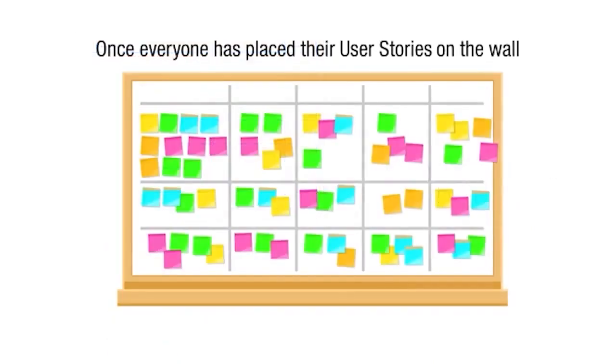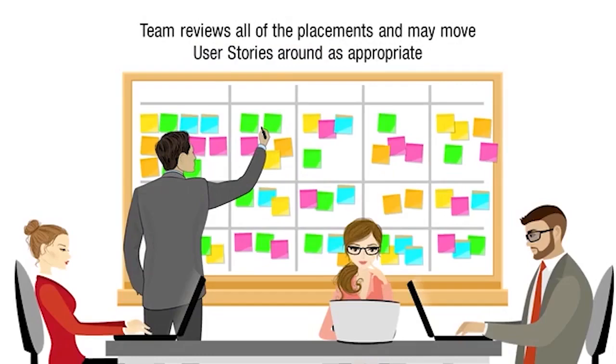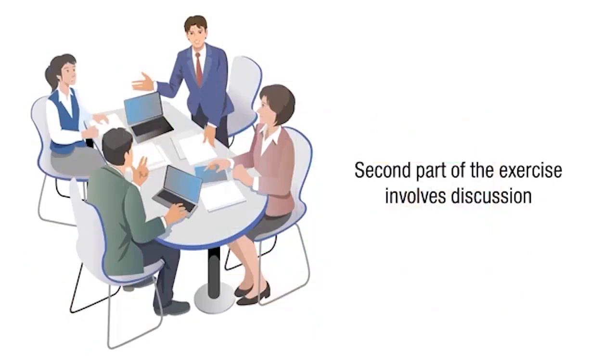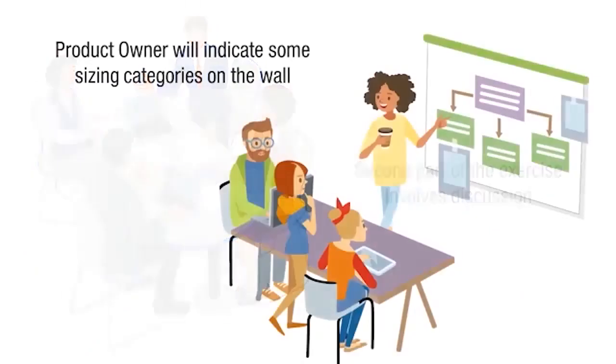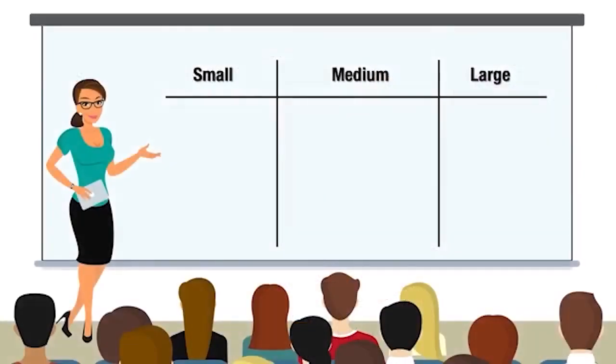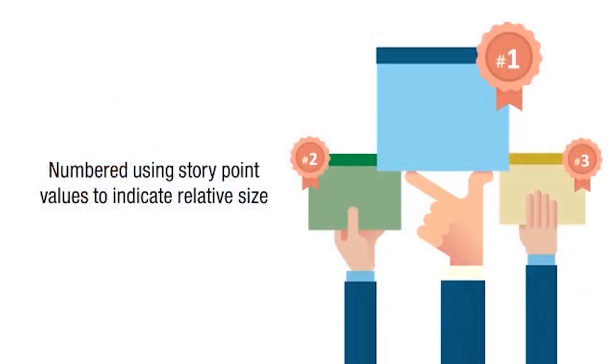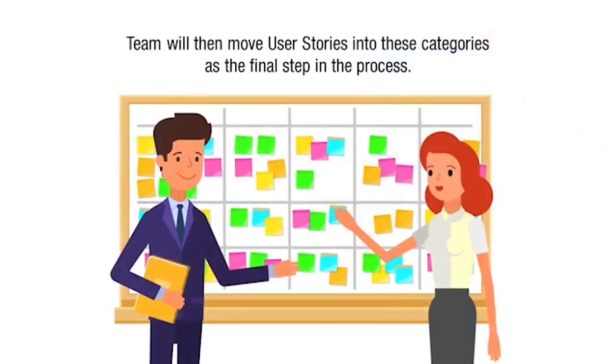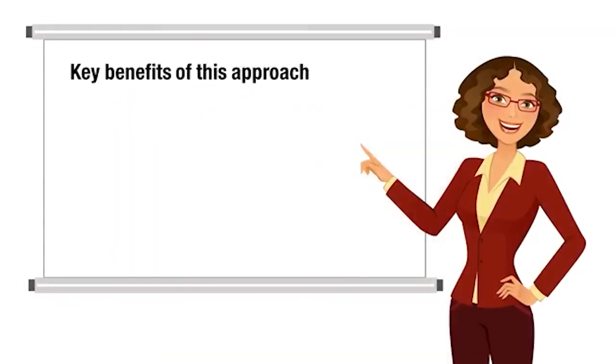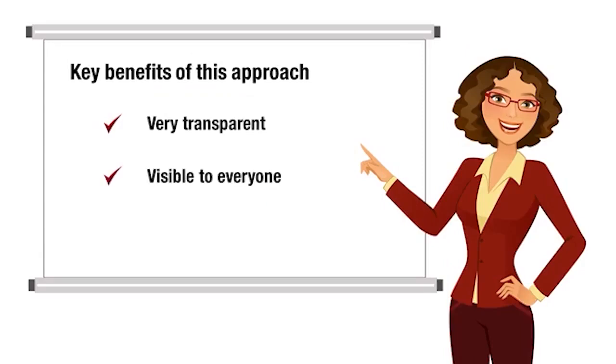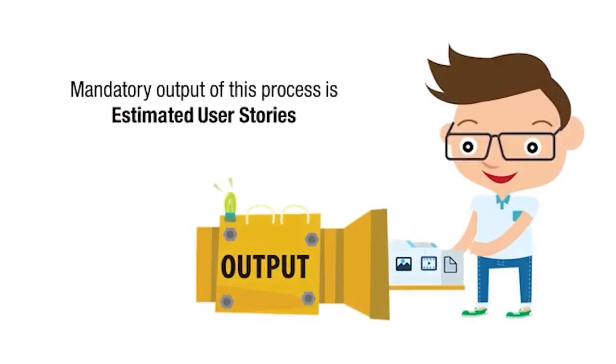Once everyone has placed their user stories on the wall, the team reviews all of the placements and may move user stories around as appropriate. The second part of the exercise involves discussion. Finally, the product owner will indicate some sizing categories on the wall. These categories can be small, medium, or large, or they may be numbered using story point values to indicate relative size. The team will then move user stories into these categories as the final step in the process. Some key benefits of this approach are that the process is very transparent, visible to everyone, and is easy to conduct. The mandatory output of this process is estimated user stories.